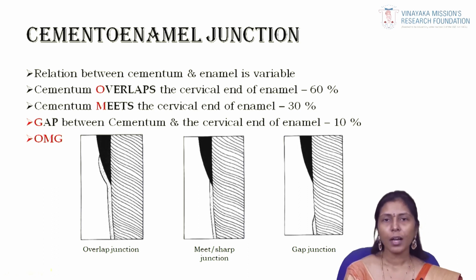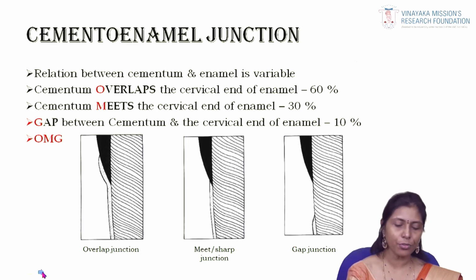Sometimes there might be a gap between the cementum and the enamel portion. So the dentin of the root will get exposed. That you call a gap junction. If the cementum overlaps the cervical end of enamel, you call it an overlap junction. That's seen in around 60% of cases. If the cementum meets the cervical end of enamel, it's called a sharp junction, seen in 30% of humans. And if there is a gap between the cementum and the cervical end of enamel, you call it a gap junction. It's present in around 10% of humans.